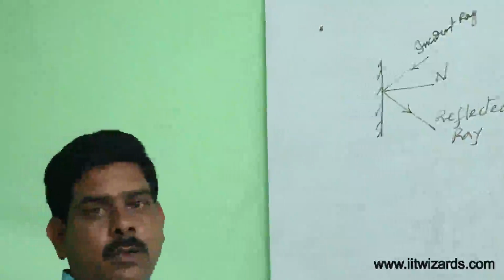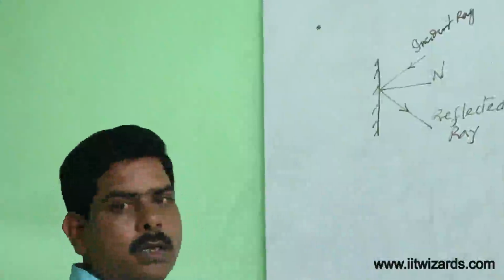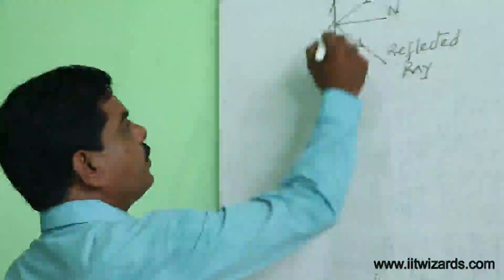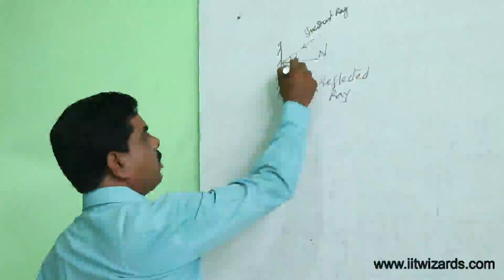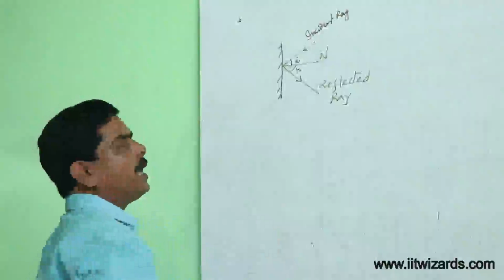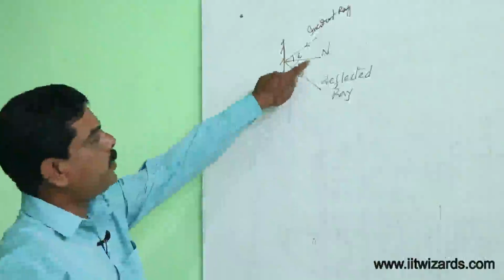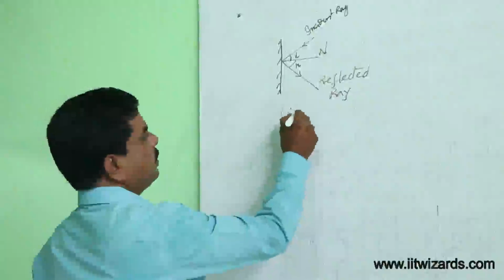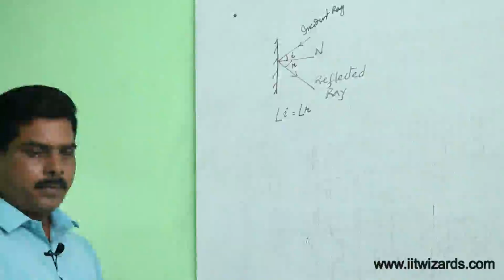So the first law, what is the first law? The incident ray, the reflected ray, and the normal, all three lie in the same plane. Furthermore, the angle of incidence, the angle made by the incident ray with the normal, and the angle of reflection, the angle made by the reflected ray with the normal, are always equal. So angle I is equal to angle R.